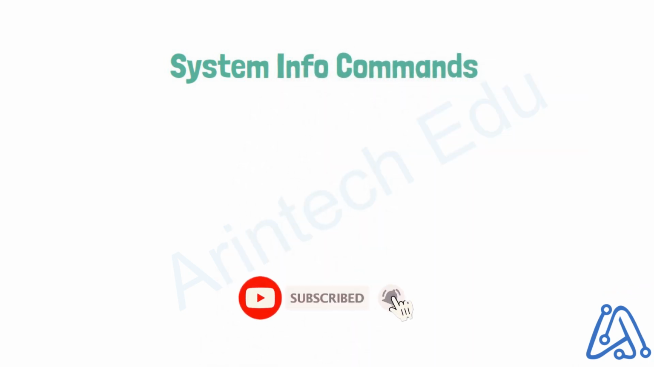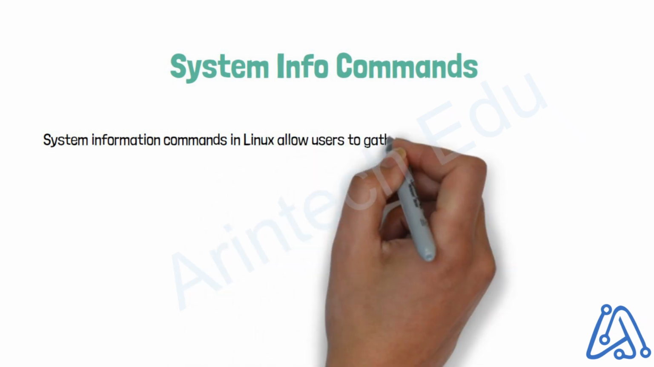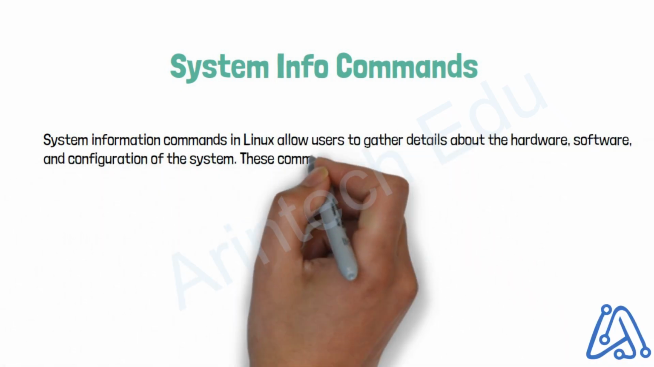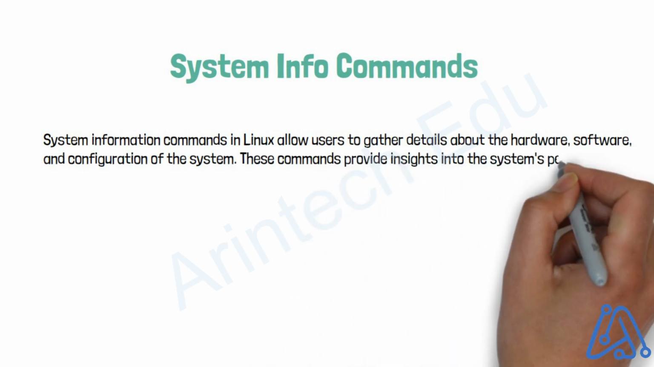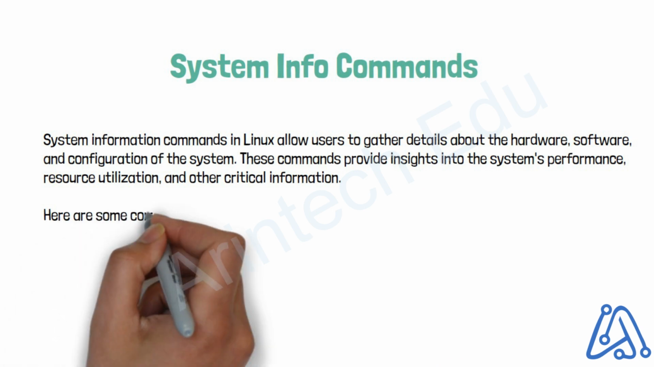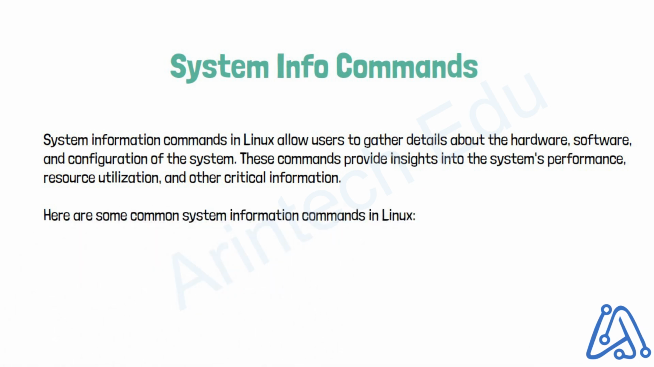In this video, we'll talk about system information commands. System information commands in Linux allow users to gather details about the hardware, software, and configuration of the system. These commands provide insights into the system's performance, resource utilization, and other critical information. Here are some common system information commands in Linux.